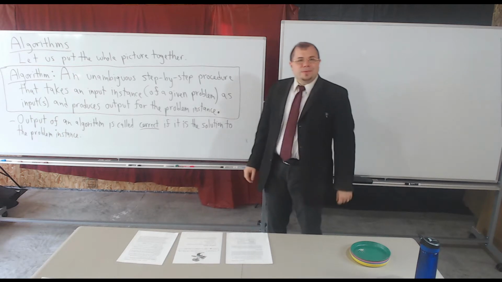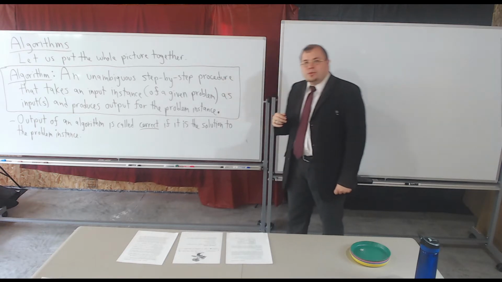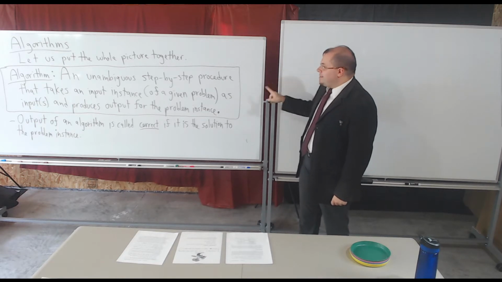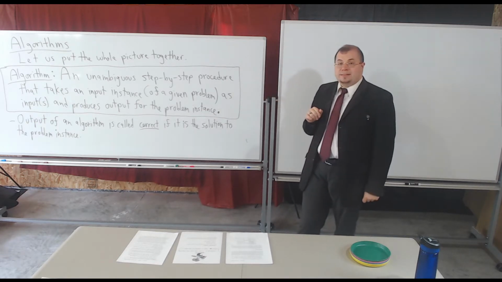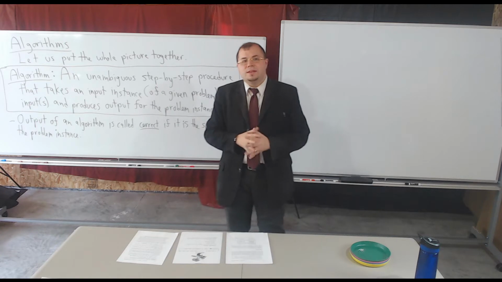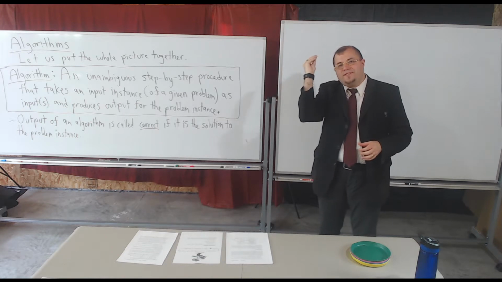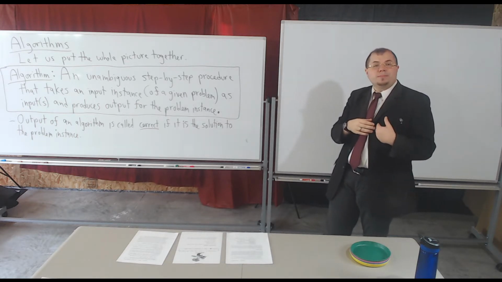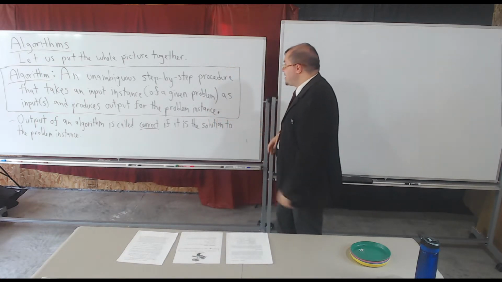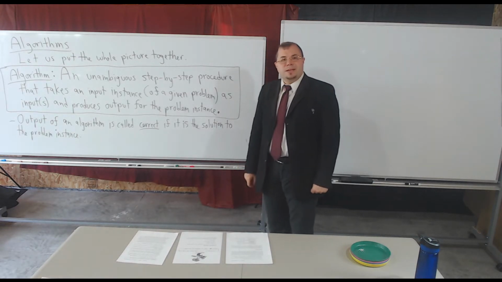So an algorithm, I'm going to read it with you because this definition is very important. It is an unambiguous step-by-step procedure that takes an input instance of a given problem as input and produces output for the problem instance. So you'll notice that our definition here is tied intimately around problems. So you're going to imagine it like I have some problem, I pluck off one of those problem instances, I feed its inputs to the inputs of my algorithm, and then the algorithm solves that problem. Then we ask the question of if it's correct or not, right? I produce some output, and we say that the output of an algorithm is called correct if it is the solution to the problem instance.